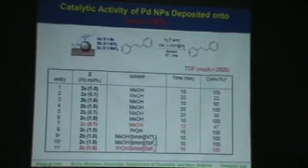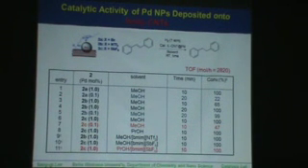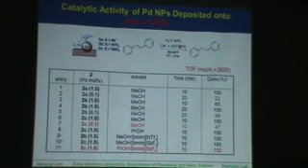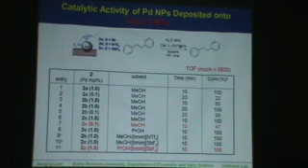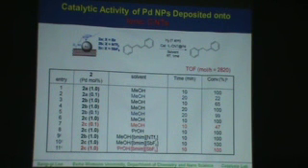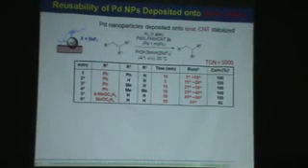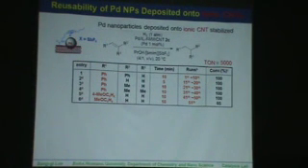Then we applied this to the hydrogenation of a carbon-carbon double bond as a model study. We found the activity was quite high. This double bond was easily reduced within 10 minutes, in a two-phase system using isopropanol and BMI PF6, with 100% conversion.